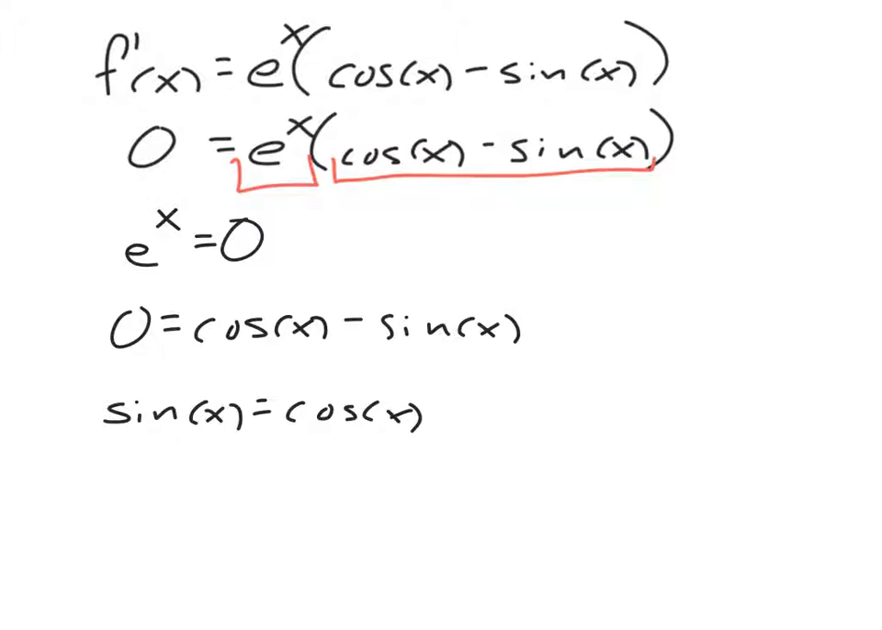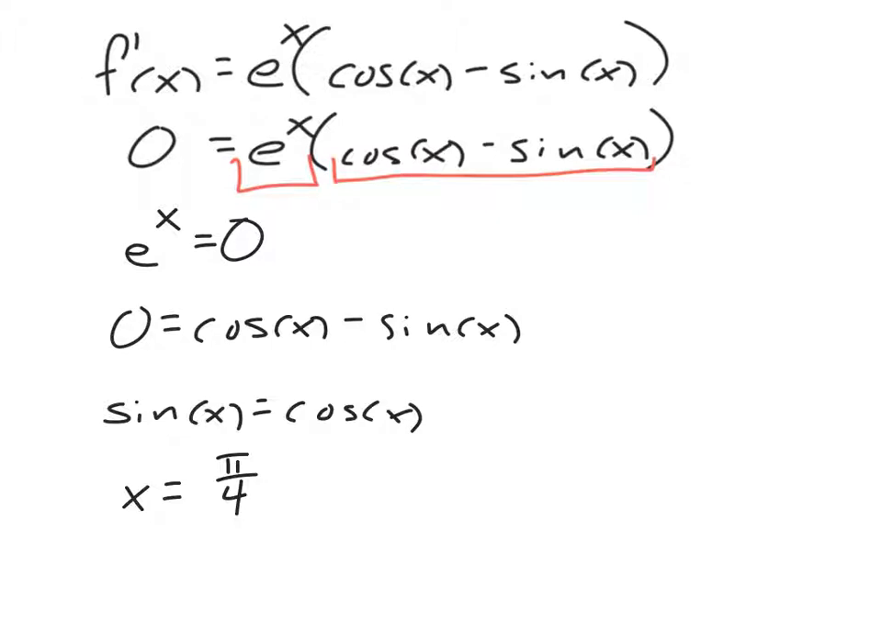So, when does sine equal cosine? Well, for that, you need to know your unit circle. Pi over 4. So, the first time it happens is when x equals pi over 4. But then from there, it happens again at 5 pi over 4, and again at 9 pi over 4.